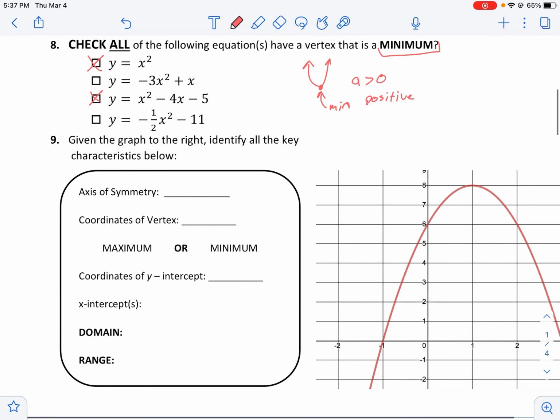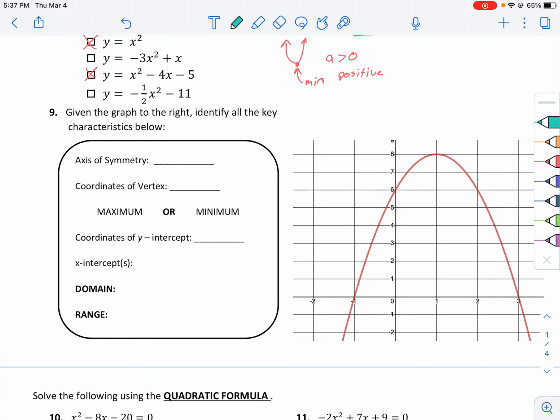Given the graph to the right, identify all of the key characteristics below. So it asks for the axis of symmetry. Remember, that is the vertical line that just goes straight through the middle of any quadratic parabola. So that vertical line is at x equals 1, so our axis of symmetry is x equals 1. Coordinates of the vertex here, vertex is always either that highest point or lowest point. In this case, we always use the axis of symmetry as the x value, so 1. And then the y value in this one is 8, so we're 1, 8, and it is a maximum because the graph is opening down.